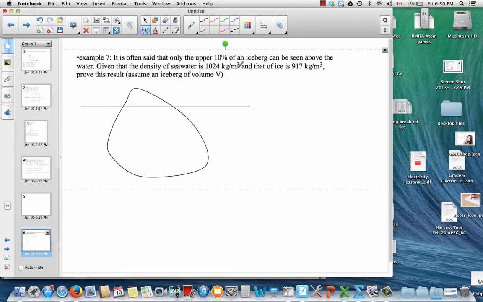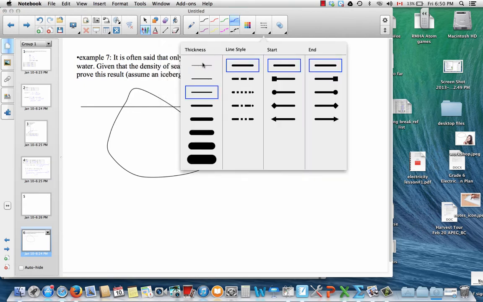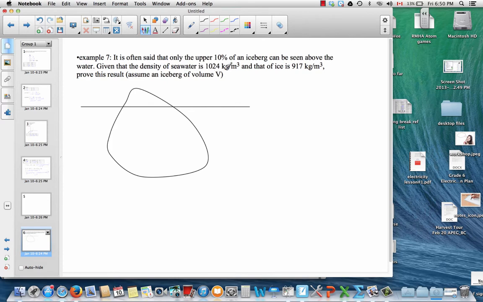All right, so let's look at an iceberg. It's often said that the upper 10% of an iceberg is all that you see. Let's do a little derivation of that based on the density of salt water and ice.